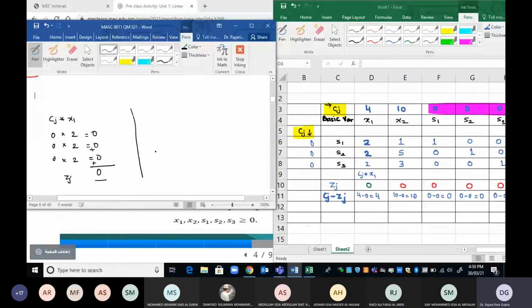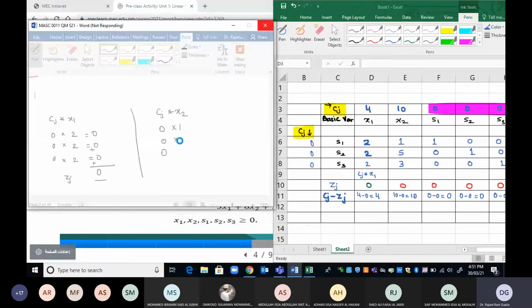Now when you are doing it for x2, Cj is multiplied with x2. Cj is 0, 0, 0 here, the leftmost column. What are the numbers over here? 1, 5 and 3. So we multiply it with 1, 5 and 3.